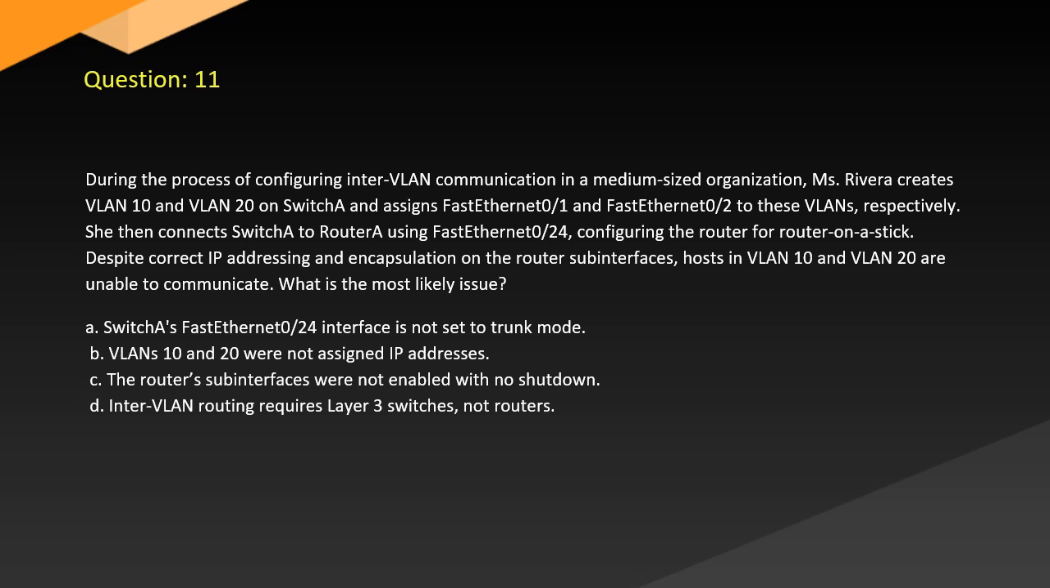A. The switch's FastEthernet 0/24 interface is not set to trunk mode. B. VLANs 10 and 20 were not assigned IP addresses. C. The router's subinterfaces were not enabled with no shutdown. D. Inter-VLAN routing requires layer 3 switches, not routers.